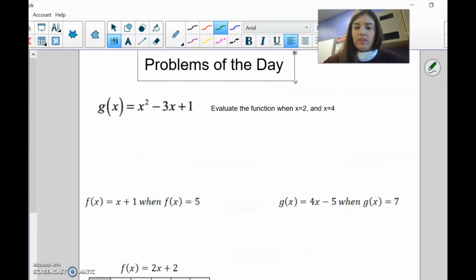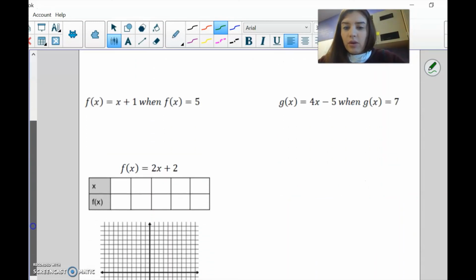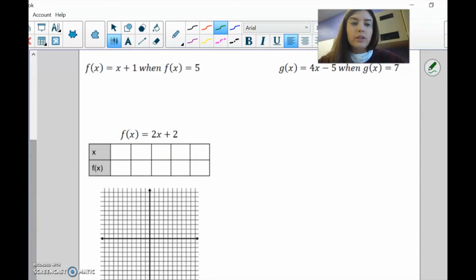Let's do problem of the day. We're evaluating functions. We're going to save that for another day. We're going to go all the way down here. We're going to check out this graph. This is also on your quiz.